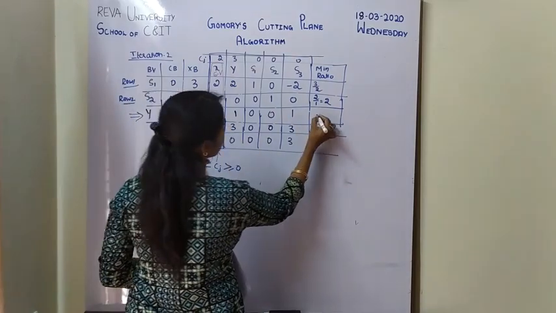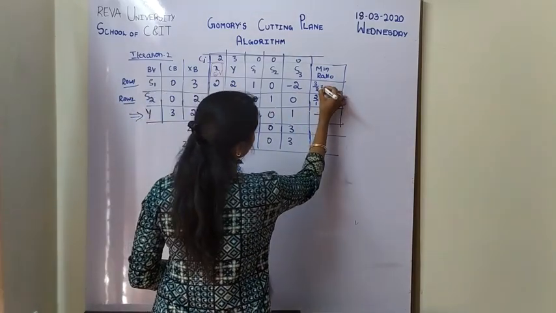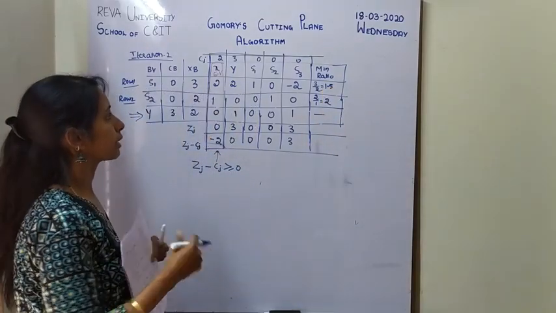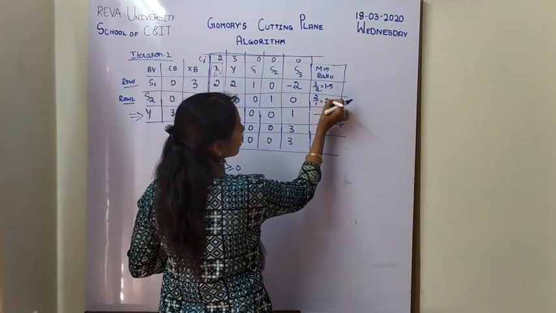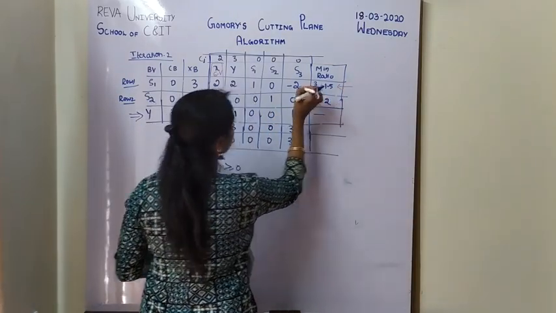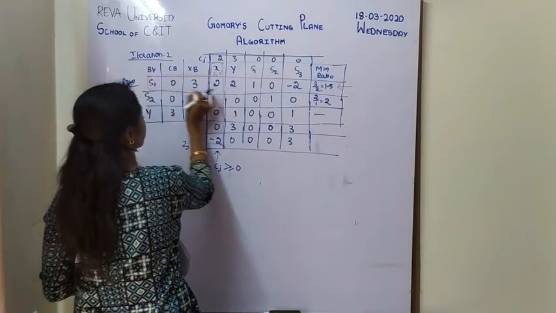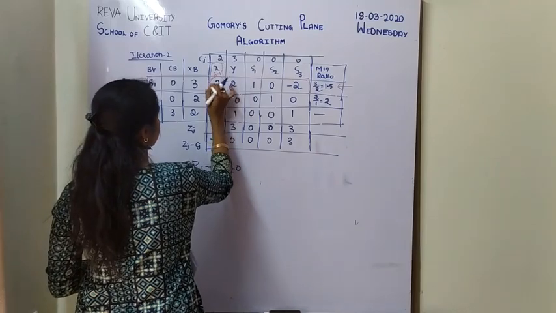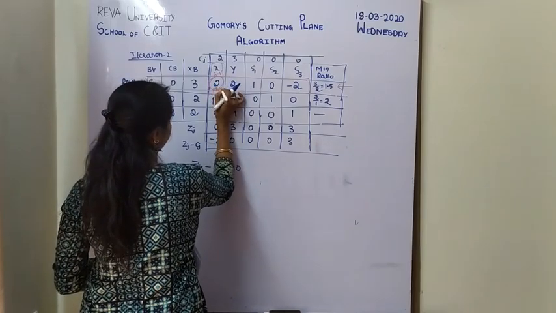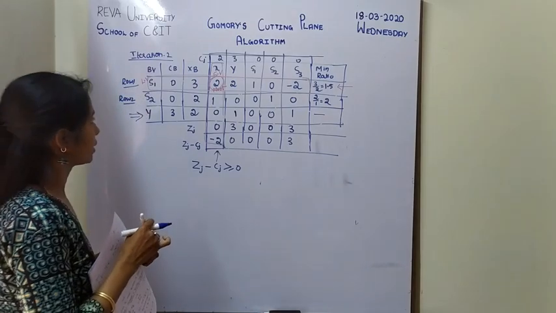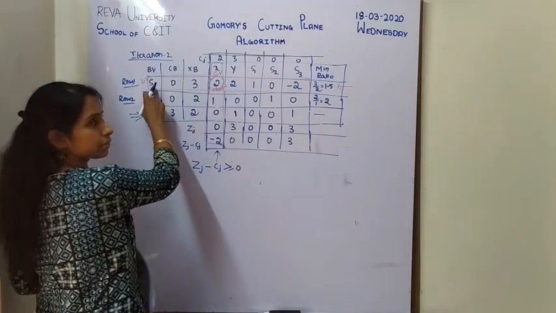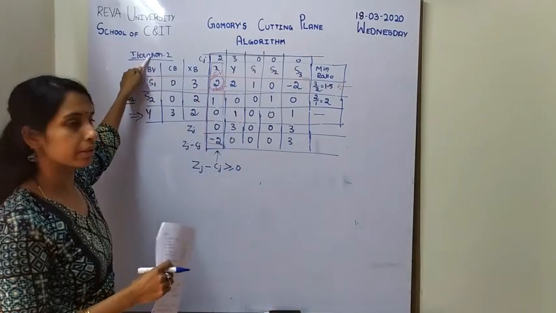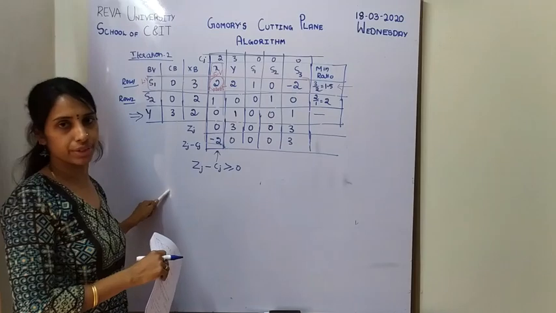2 divided by 0. 3 divided by 1 will be 1.5. So here we need the minimum ratio. 1.5 and 2, the minimum will be this. So this will act as our leaving variable, and this represents the pivot. Okay, so x is the entering variable, s1 is the leaving variable, and this represents the pivot. Now we have to continue for the third iteration.